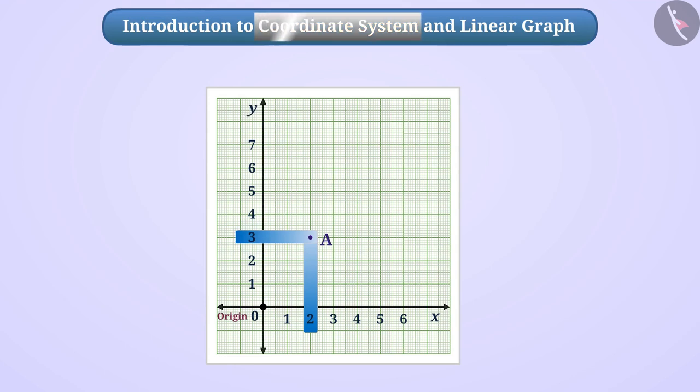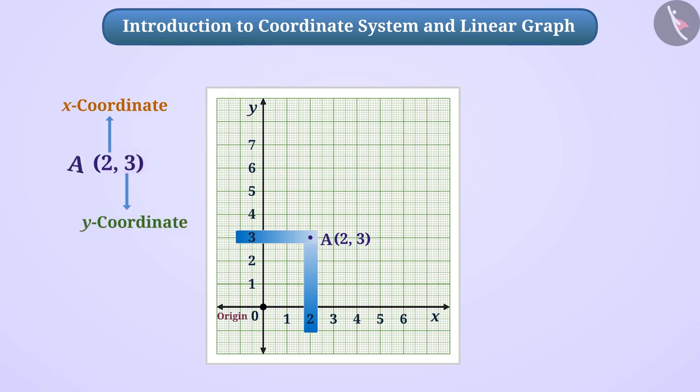According to the coordinate system, we represent the location of point A as (2, 3) in this way. We say that (2, 3) is the coordinate of point A. It has 2, the x coordinate of point A, and 3, the y coordinate of point A. Similarly, the position of point B on the graph can be expressed in the form of x coordinates and y coordinates, (x, y), in this way.